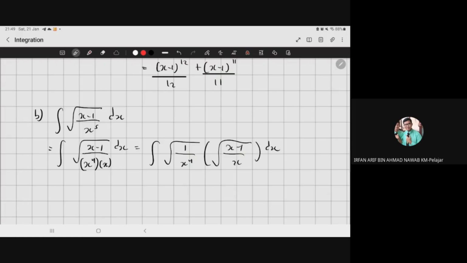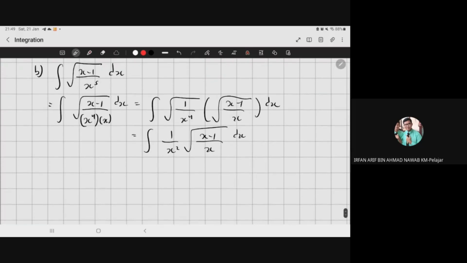This is one of the properties of square root, so no problem, just do it. You will get 1 over x squared, times the square root of (x minus 1) over x dx. And here, you could create two terms by separating this fraction to become 1 over x squared, times the square root of 1 minus 1 over x dx.